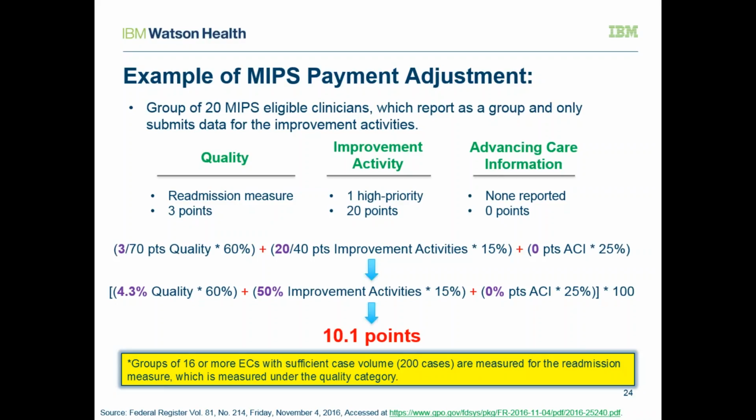So as you can see, I break it down because although there are 4 categories, we know the cost category will not be weighted in 2017. So let's take those 3 categories: the quality, the improvement activity, and the advanced care information. Let's take the quality category. Even though this group did not submit quality measures, the group is still measured on the readmission measure because the group has submitted improvement activities as a group. Now, for the readmission measure to apply, a group has to meet that case volume, which is 200 cases, and you can read that on the very bottom in that yellow box.